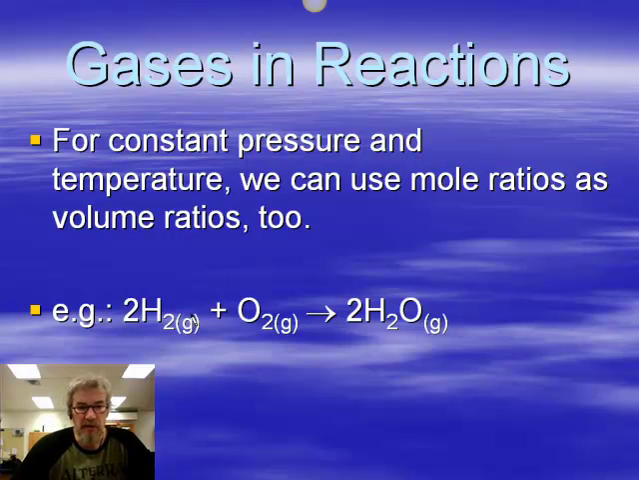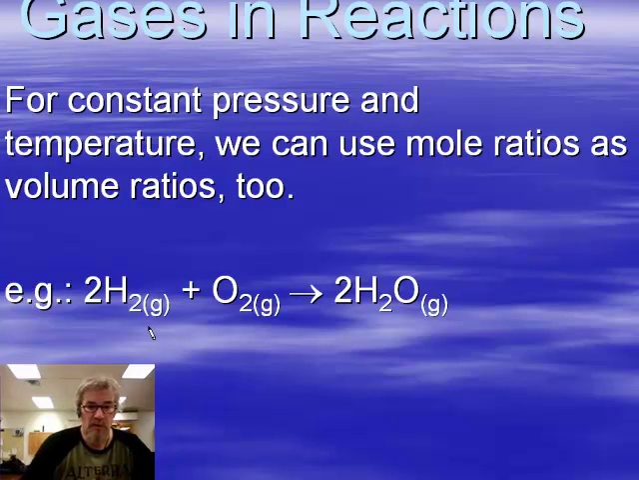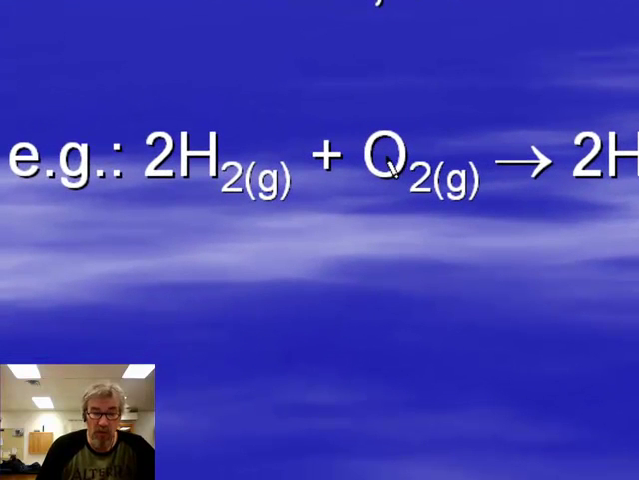If we take a look at reactions like this one, hydrogen and oxygen combining to make water, we find that when their pressure and the temperature are constant, the mole ratios that we've used in stoichiometry, we could pretend that they're volume ratios, and that would work out just as well. For example, in this reaction, 2 moles of hydrogen react with 1 mole of oxygen, but that could also mean 2 gallons of hydrogen react with 1 gallon of oxygen, or 2 milliliters to 1 milliliter, or 2 liters to 1 liter. So all of those ratios of moles to moles also work for volumes.